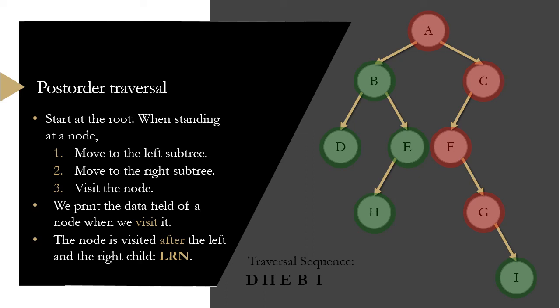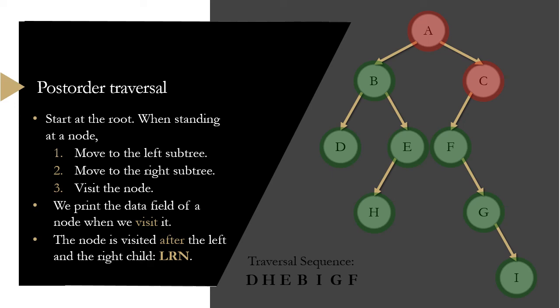I go back to G. I have visited the left subtree of G and the right subtree of G. I visit G now. So I print G. I have done everything for G. I move back to F. I have visited the left and the right subtrees of F. Now I visit F. So I print it. I have done everything for F.